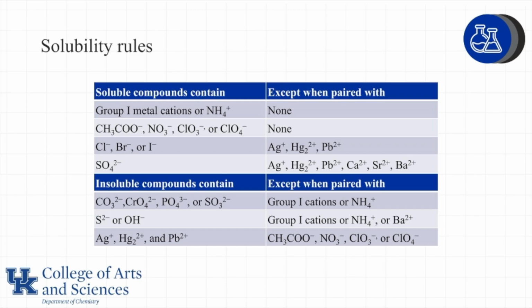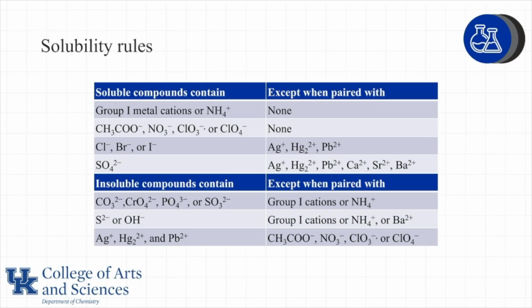For compounds that are generally insoluble, this includes things like carbonate, chromate, phosphate, and sulfite, except when they're paired with the group 1 cations or ammonium ion. Sulfide and hydroxides are generally insoluble, except with group 1 cations or ammonium or barium 2 plus. And in general, when we see silver, mercury, and lead, those compounds tend to be insoluble unless they're paired with one of the anions listed.